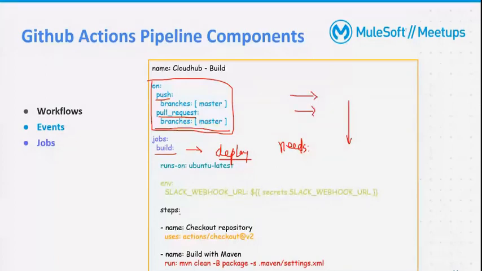Then I told you about runners. In the runners we can have Ubuntu latest, Windows latest, and Mac OS latest. You can have your own customer hosted runners as well.